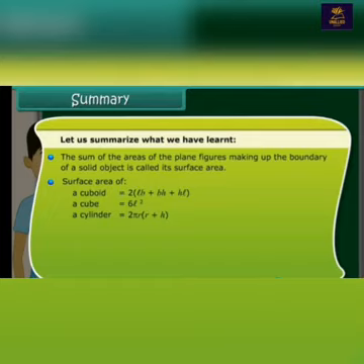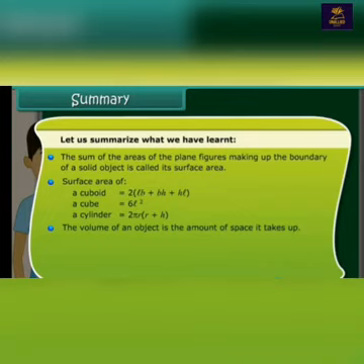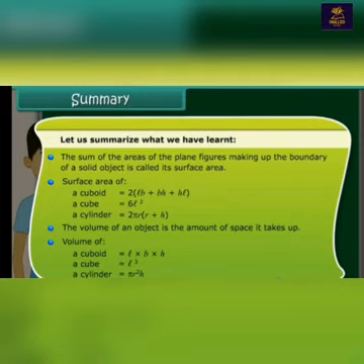The volume of an object is the amount of space it takes up. Volume of a cuboid is equal to L into B into H. Volume of a cube is equal to L cube. Volume of a cylinder is equal to pi r square h.